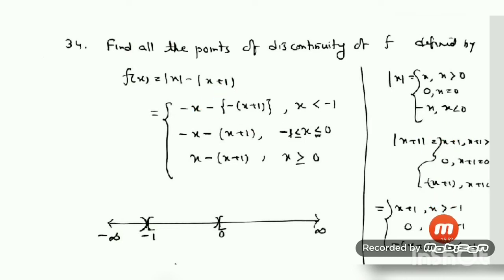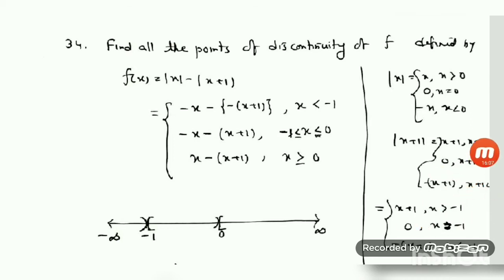Similar way we can find out the definition of modulus of x plus 1. Rough work I have shown here. So modulus of x plus 1 is defined as x plus 1 if x plus 1 is greater than 0. And this is defined by 0 for x plus 1 equal to 0, and this is equal to minus of x plus 1 for x plus 1 less than 0.